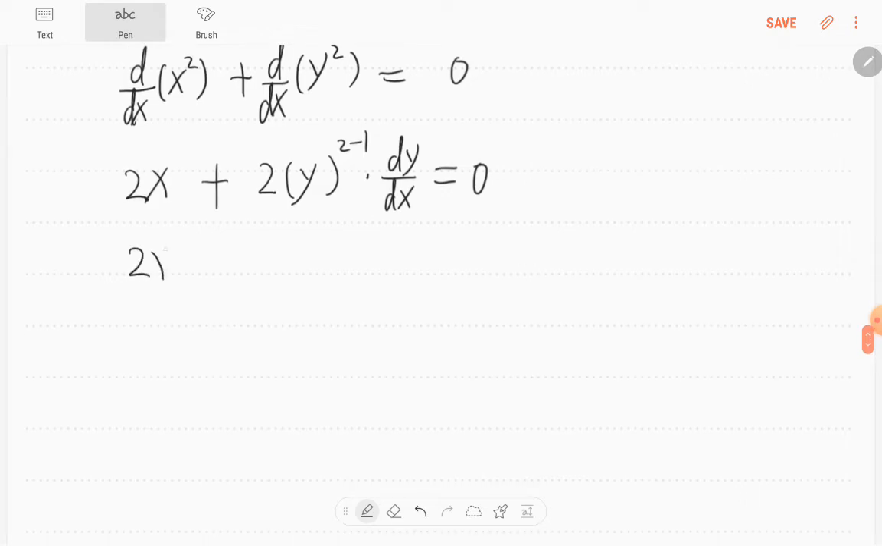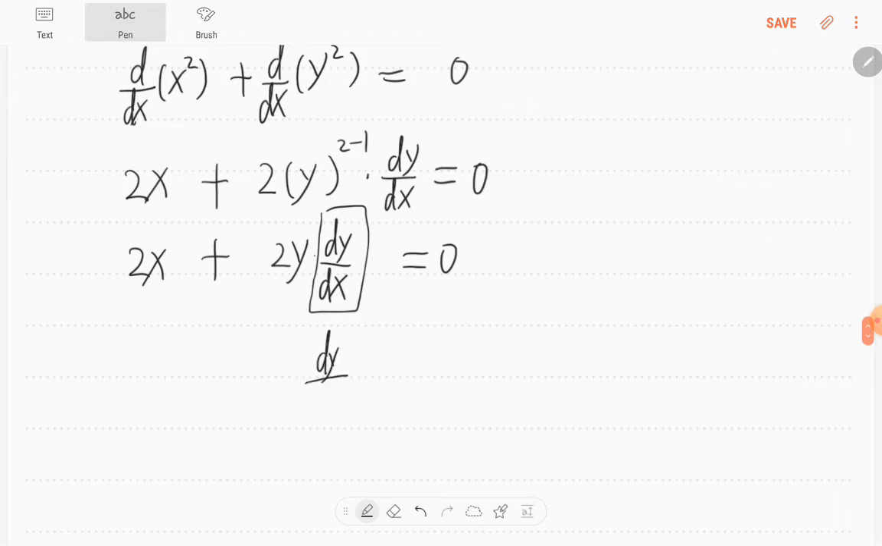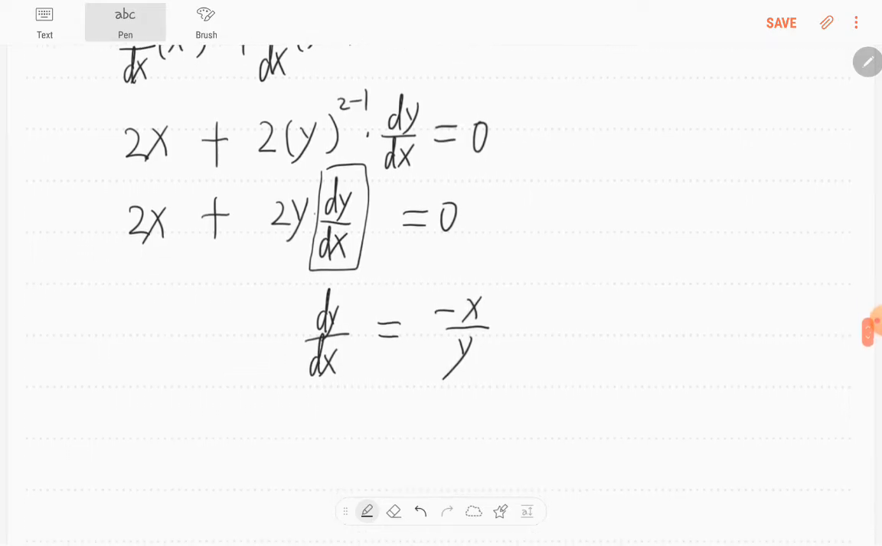So let's rewrite. This is 2x. This is the 2y times dy over dx. So remember, we are looking for dy over dx. So you treat dy over dx as an unknown. So this one would be negative x over y, right? So now let's continue this one.